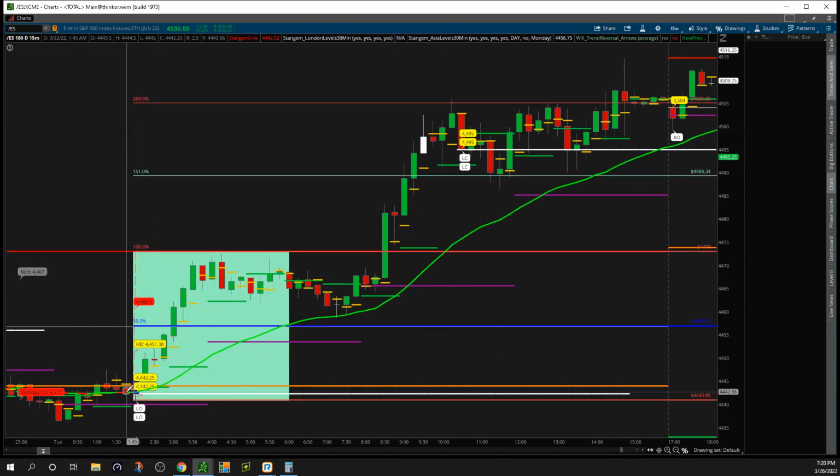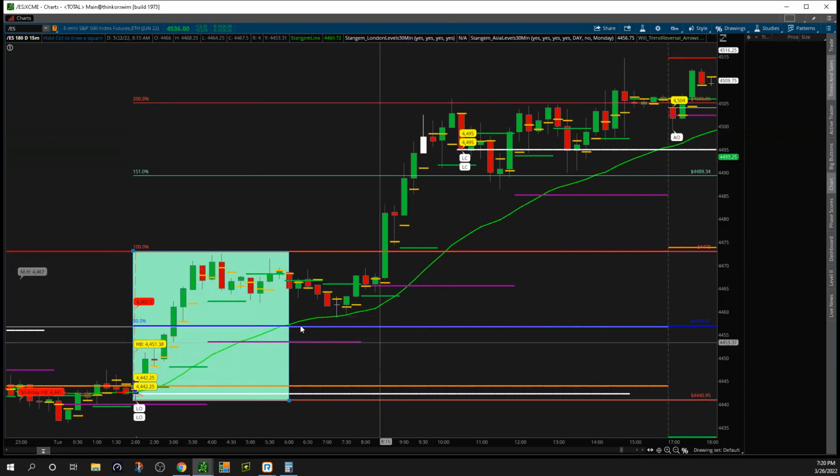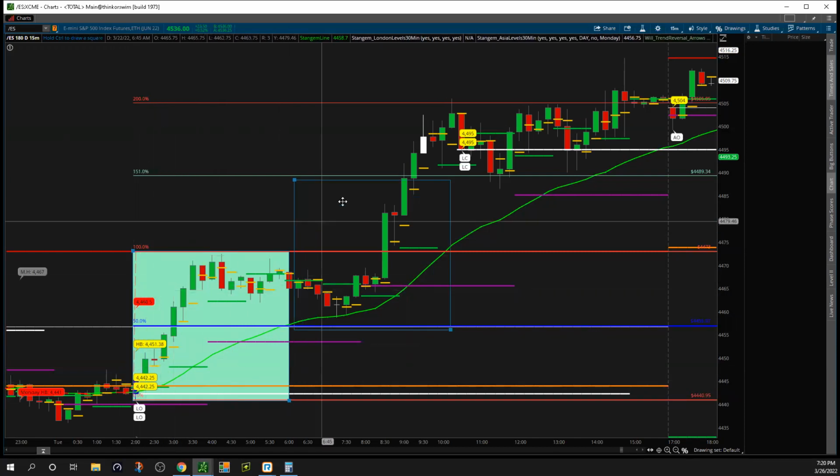All right. Duplicate the block. Where are we going? We're going top or bottom? We got green Stangem line in the block. We're going top side or bottom side? We'll go top side. Green is up. Going top side.